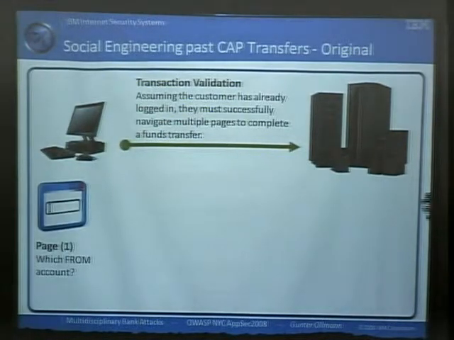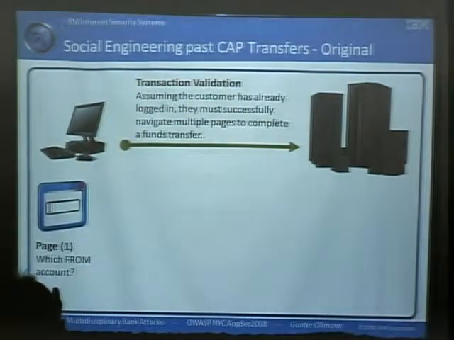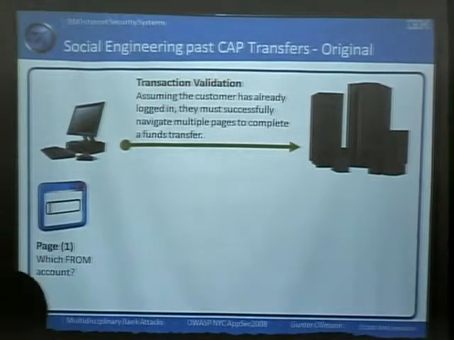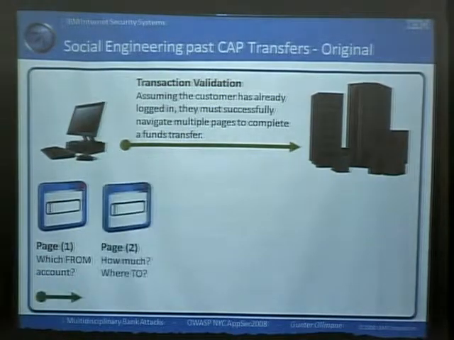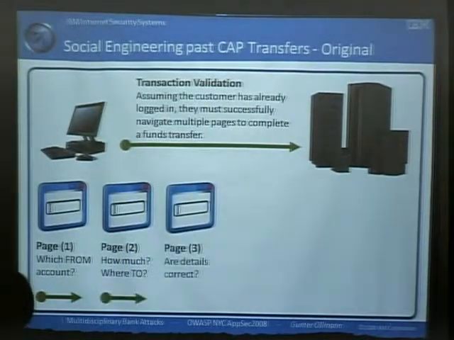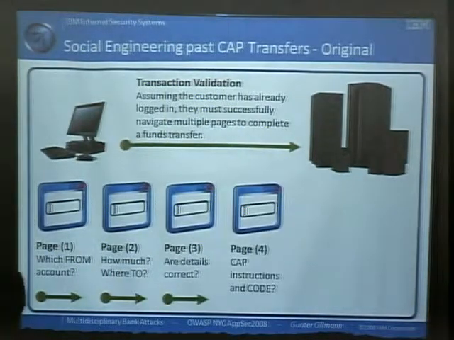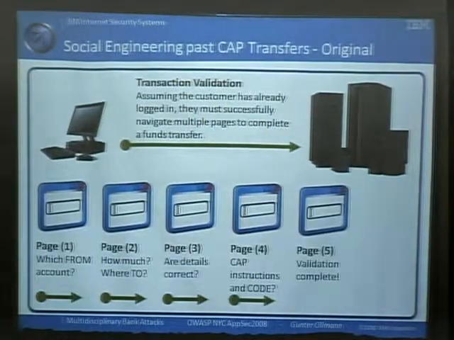So normally what you have is to go through this process, you go through multiple pages. The first page, which account do you want to send data to? Then you have to go to another page that says, well, how much do you want to send? You know, how much do you actually want to send? You go into another page, are the details correct? Are you absolutely sure? You then get a page about the instructions and what you need to do using your calculator, type this in, and eventually you get the validation complete. Okay. So with that, your transaction's complete.